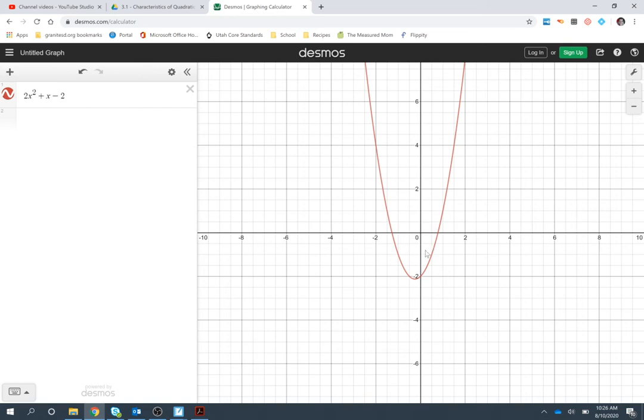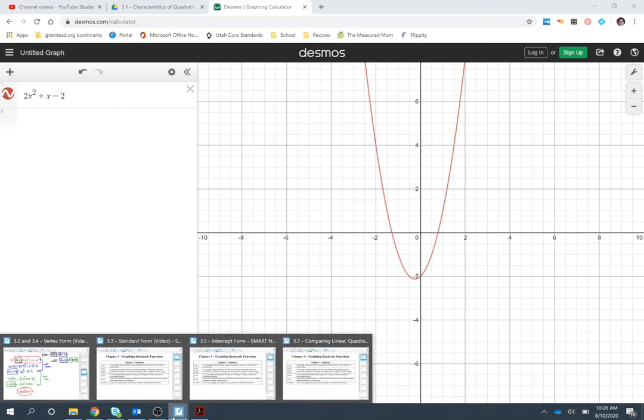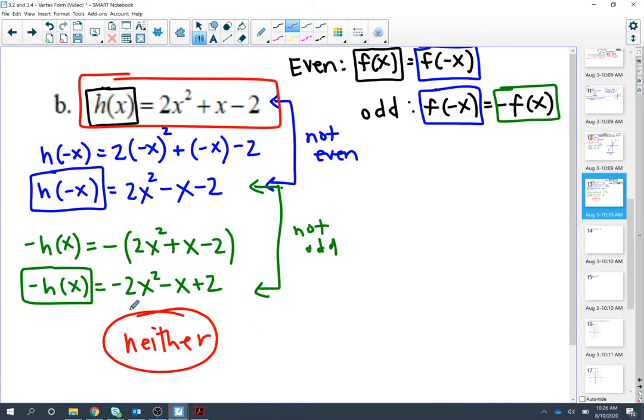So graphically, this is how you would look at it and go, oh, okay, it's not even. I can't fold it over the y-axis. It's not odd. I can't turn it upside down. So that is why algebraically we said neither.